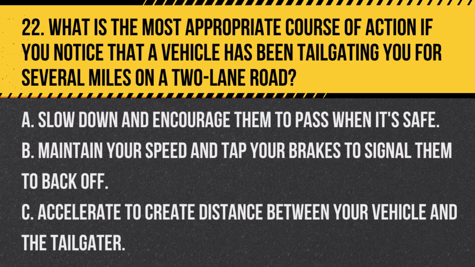Question 22. What is the most appropriate course of action if you notice that a vehicle has been tailgating you for several miles on a two-lane road? A. Slow down and encourage them to pass when it's safe. B. Maintain your speed and tap your brakes to signal them to back off. C. Accelerate to create distance between your vehicle and the tailgater. Answer A. Slow down and encourage them to pass when it's safe. This reduces the risk of a rear-end collision and allows the tailgater to move ahead.